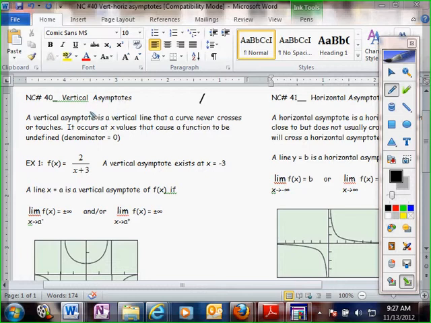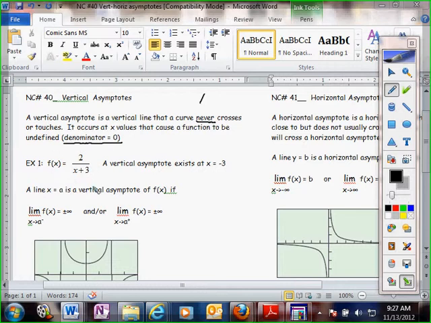So note card 40 talks about vertical asymptotes. A vertical asymptote is a vertical line that a curve or a function, when we graph it, is never going to cross or touch. It occurs at x values that cause a function to be undefined, or in other words, when the denominator is equal to 0.